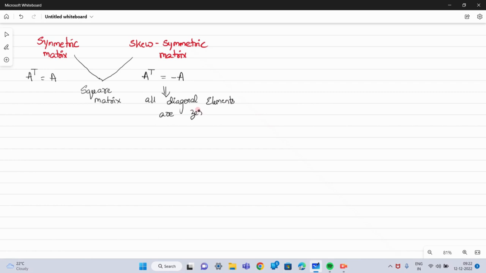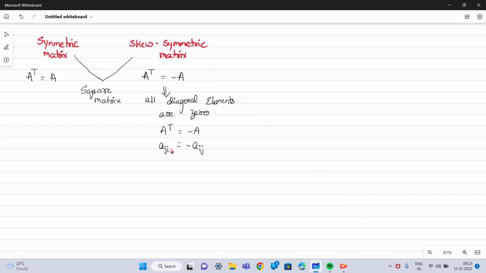Now, how to prove this statement? It is given as A transpose is minus A. According to the transpose concept, we have seen that A transpose is nothing but a_ji, all the elements will be in this form. And in the normal A matrix, it will be a_ij.